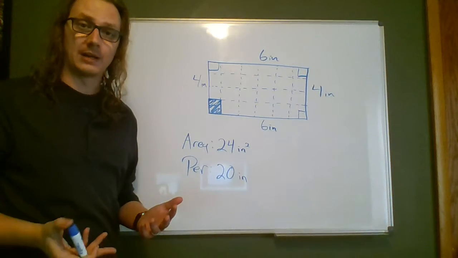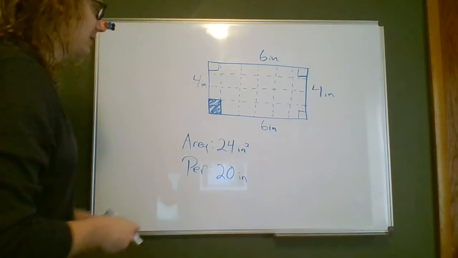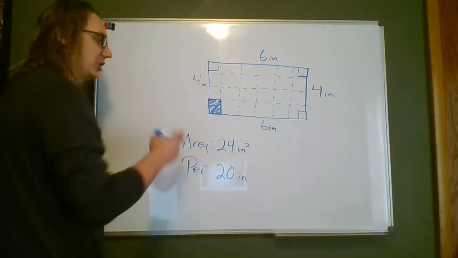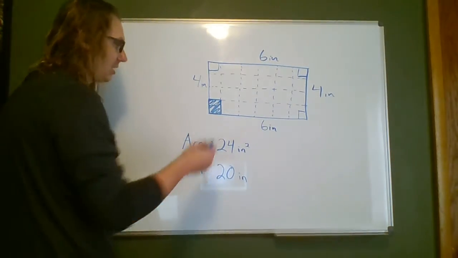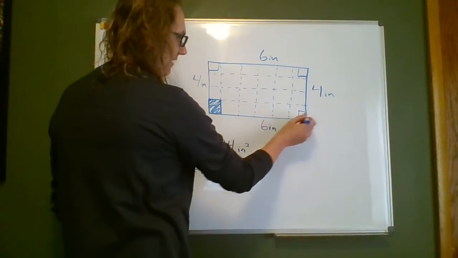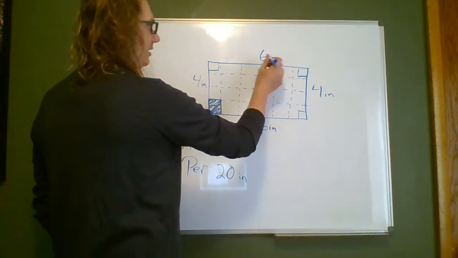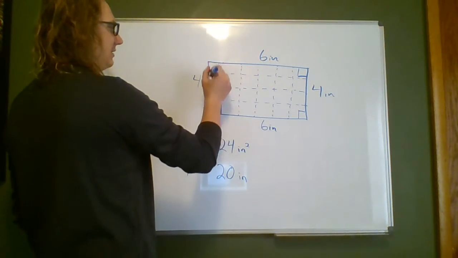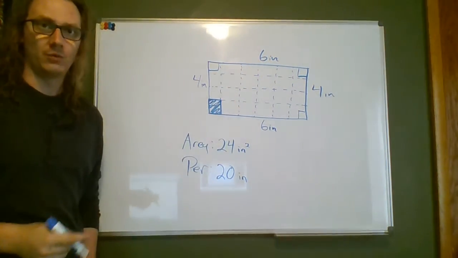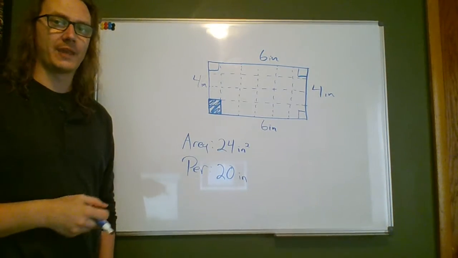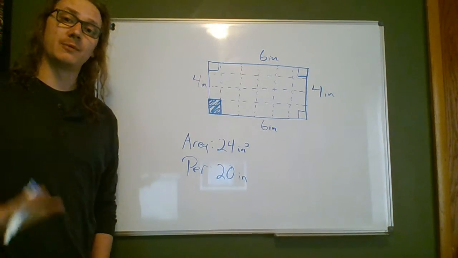If you count, you'll have 24 boxes. Perimeter is how many inches, and it doesn't have a second dimension. It's just how far around the outside. 1, 2, 3, 4, 5, 6, 7, 8, 9, 10, 11, 12, 13, 14, 15, 16, 17, 18, 19, 20. We've moved 20 spaces around the outside. So that's what we're talking about when we're talking about area and perimeter.